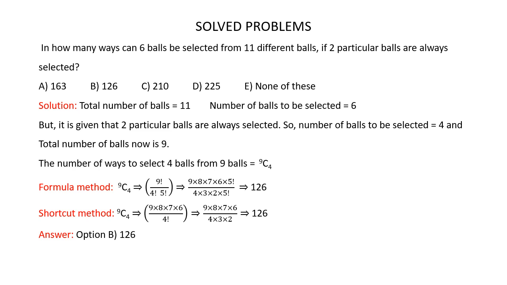Now let's look at the shortcut method. 9C4 can be written as 9 multiplied by 8 multiplied by 7 multiplied by 6 divided by 4 factorial. Now on solving this, we get 126 ways. So there are 126 ways in which 6 balls can be selected from 11 different balls if 2 particular balls are always selected. So the correct answer is option B, 126.